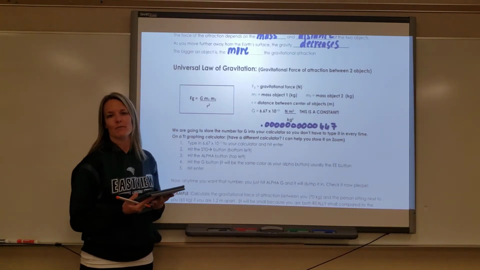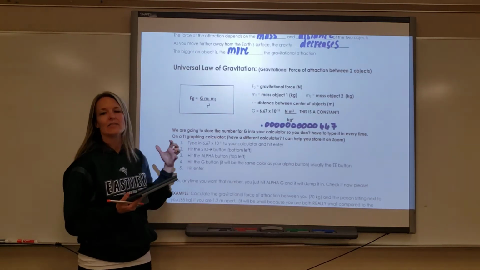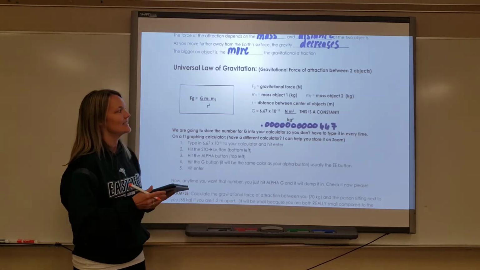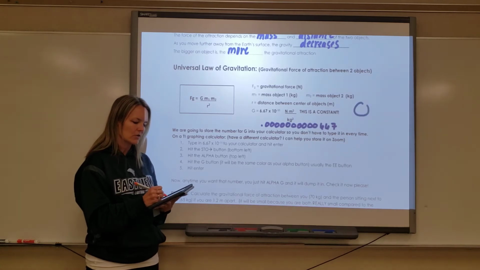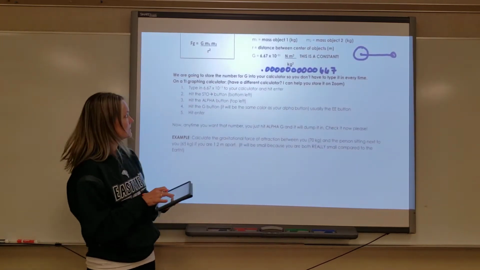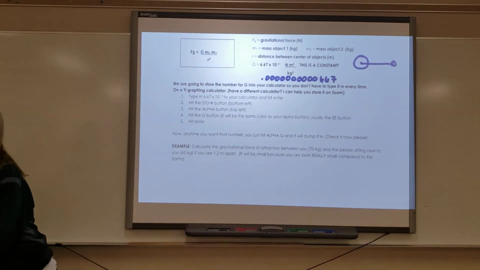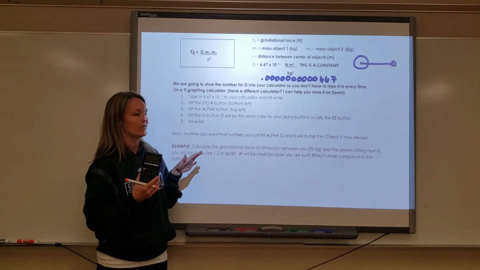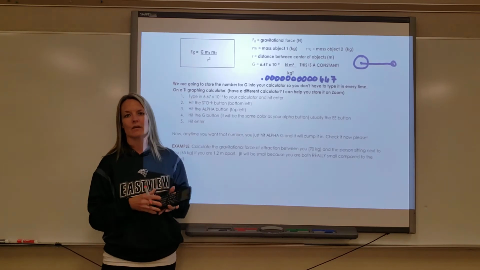M1 and M2 are the masses of the two different objects. They have to be in kilograms. And then R, think of it as the radius. It is the distance between the centers of the objects. So if you've got one object over here, say the Sun, and here's the Earth, the radius would be the distance from center to center between them, and it's always in meters because it's a distance. Okay, how to store G into your calculator. If you don't have a TI calculator, you can either Google it or come to Zoom and I'll help you set it up.